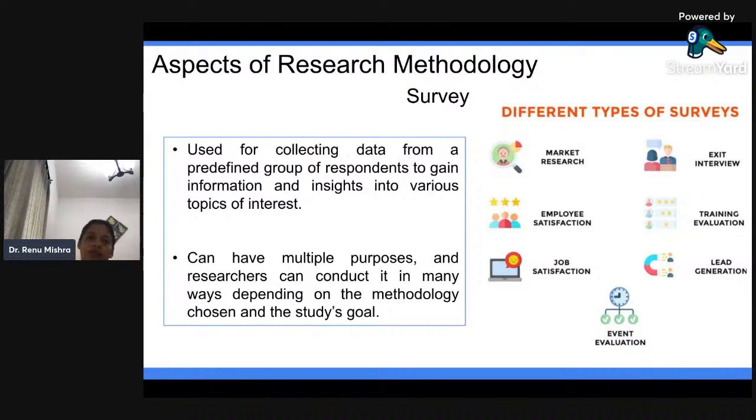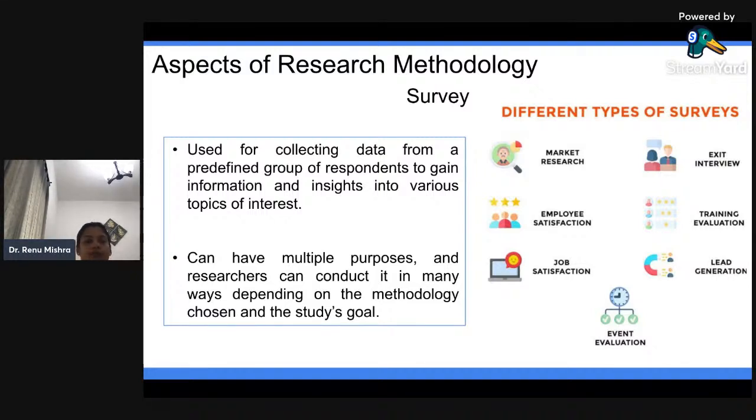Wherein you collect the data from your predefined group of respondents. When I say predefined group of respondents, as I promised to explain in simple language, it means your sample. Who will be your sample? You distribute these surveys to them. And why do you give them? Because you want to understand what they feel, what opinions they have, what kind of attitude they share, and what knowledge or information they can share with us on our chosen topic.